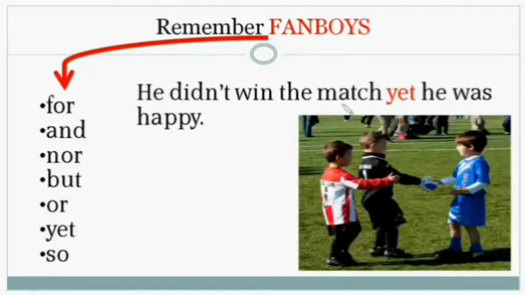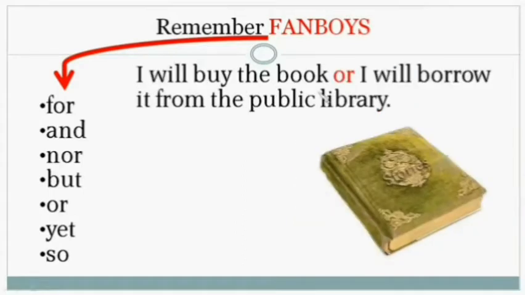He didn't win the match. He was happy. He didn't win the match, yet he was happy. Yet conjunction use करके हमने दो independent clause को join किया है. I will buy the book or I will borrow it from the public library. So यहाँ पे और एक conjunction है, or, use करके हमने दो independent clause को join किया है. I will buy the book or I will borrow it from the public library.